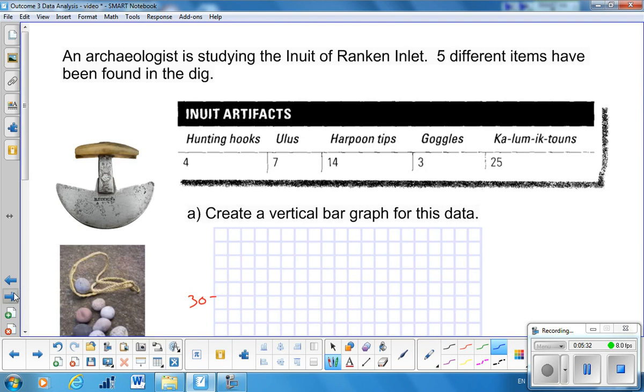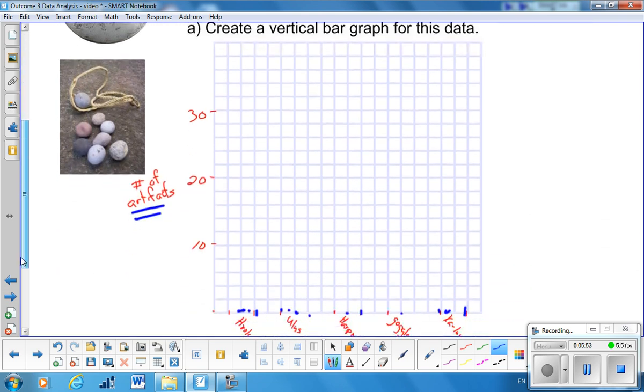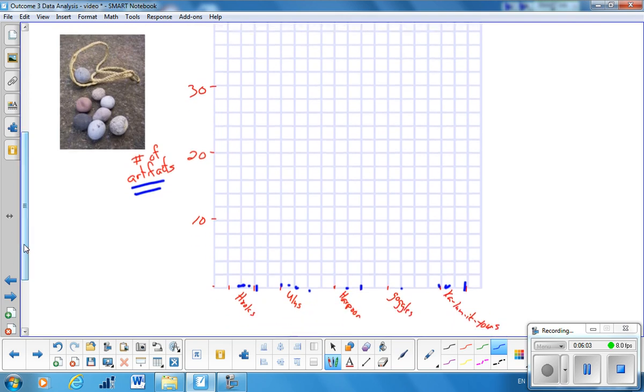An archaeologist is studying the Inuit of Rankin Inlet. 5 different items have been found in the dig. There were 4 hunting hooks, 7 ulas, 14 harpoon tips, 3 goggles, and 25 kalamktons. This time, because we are doing a vertical bar graph, my number of artifacts has to go vertically, and my different types of artifacts are going to run along the horizontal axis.